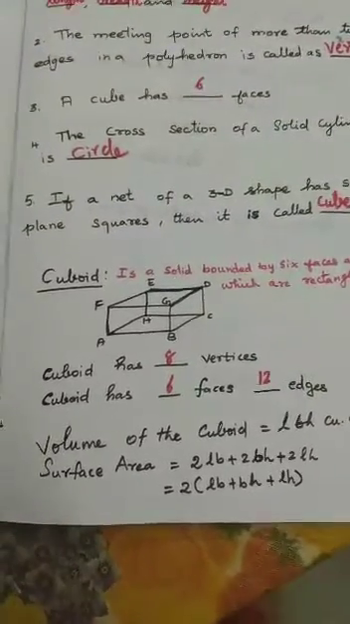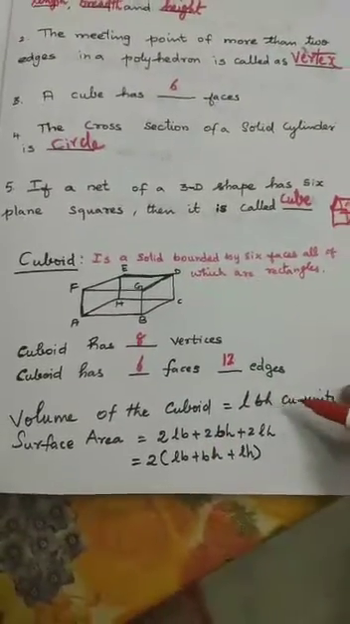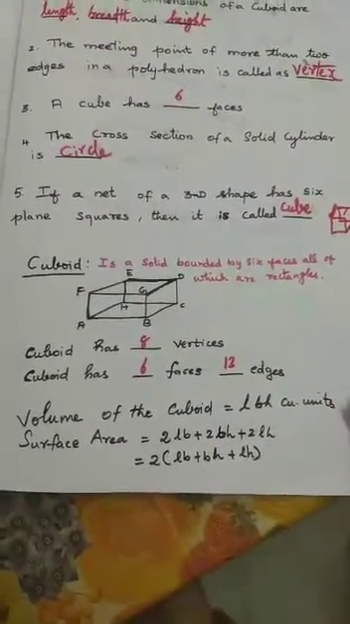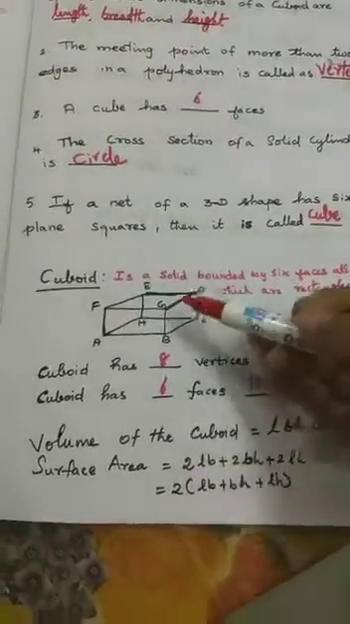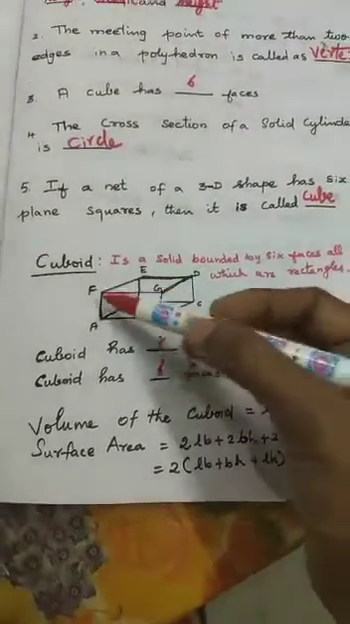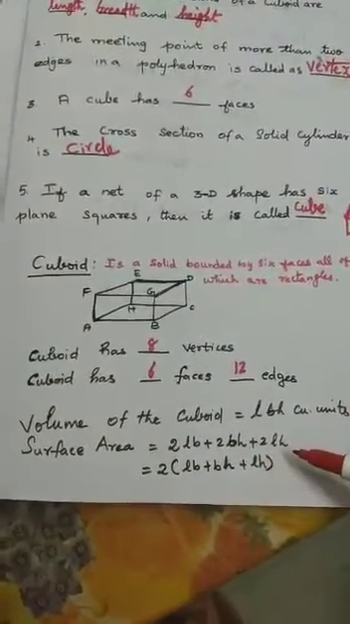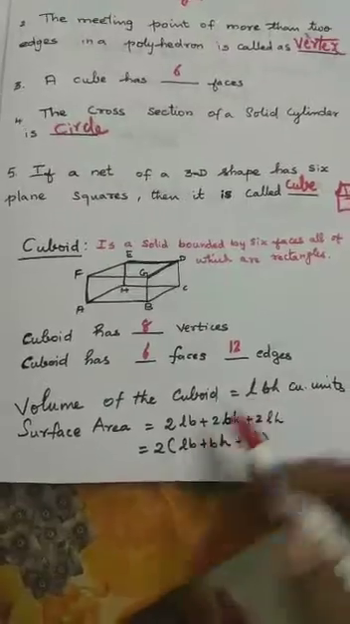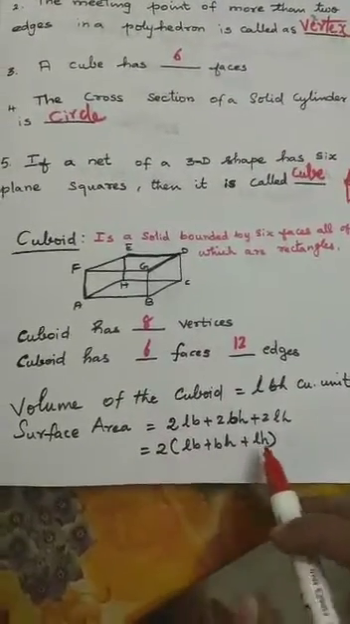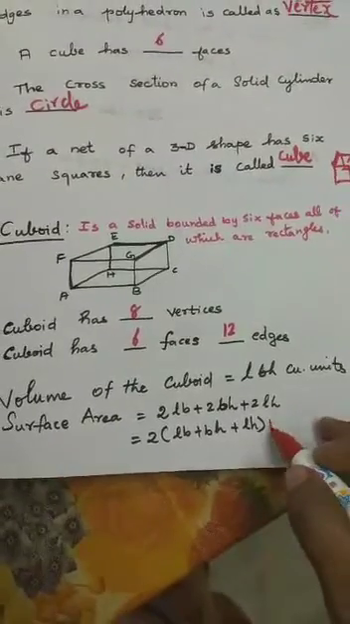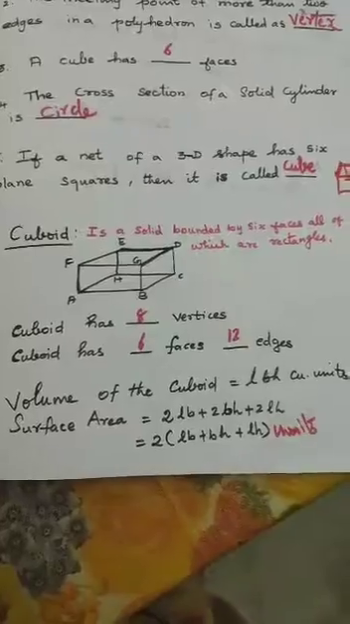the cuboid has. Then the volume of a cuboid is L into B into H, cubic units. Okay. Surface area is 2 into LB plus 2 into BH plus 2 into HL. So take 2 commonly, then 2 into (LB plus BH plus HL or LH) square units. Okay.